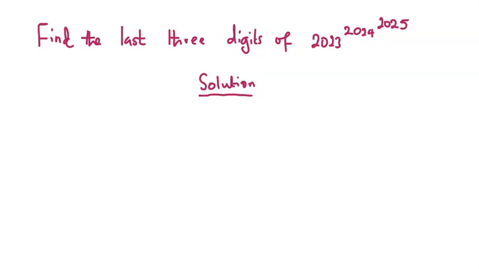Today we're going to find the last three digits of, oh my god, what am I seeing here? 2023 to the power of 2024 to the power of 2025. Oh my god, this is indeed insane. I mean, this looks very weird. This is very crazy. How are we going to come up with the solution to this problem?